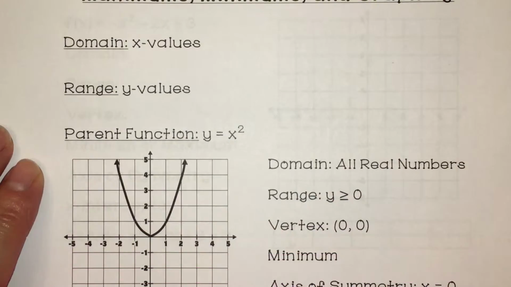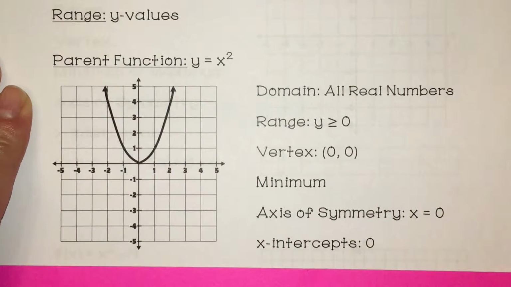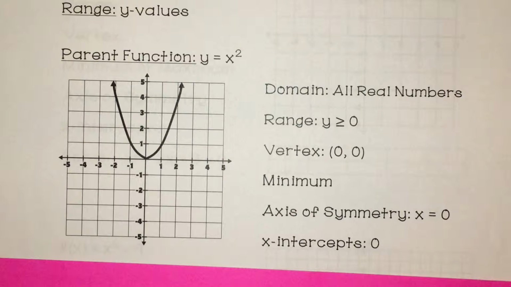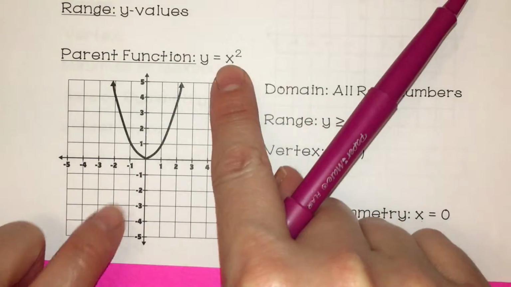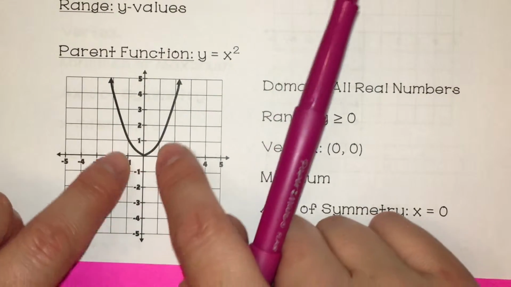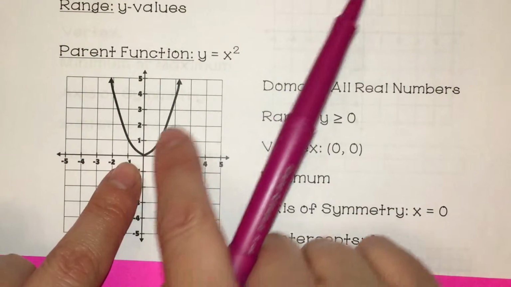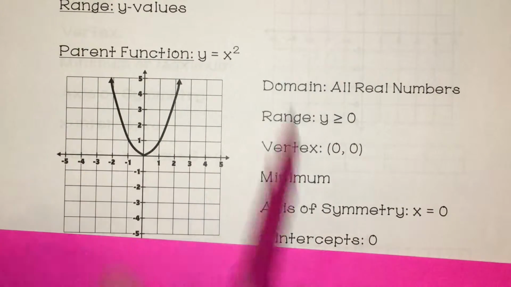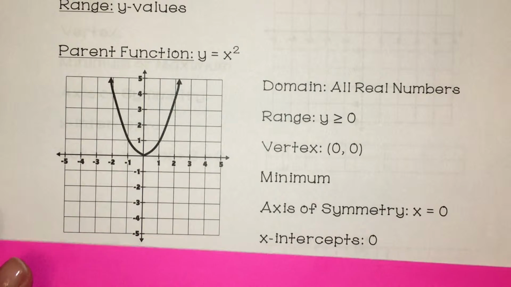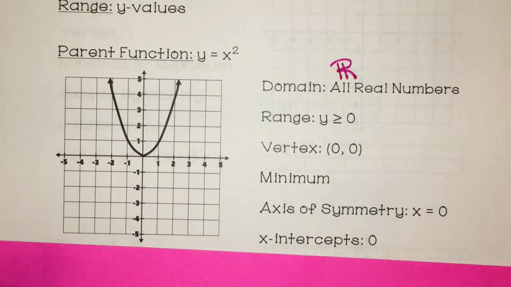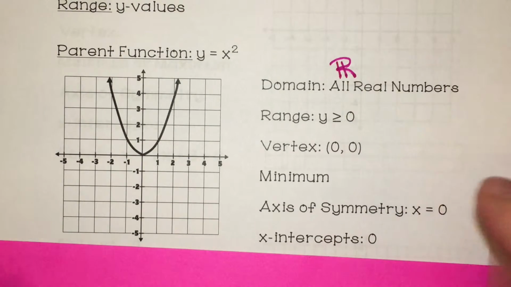So we're going to look at the parent function. That's the most basic type of quadratic function, y equals x squared. In this function, the domain is all real numbers because there's not a restriction on what we can plug in for x. We can plug in anything. And if you notice, this is just going to continue going up and out forever. So if it continues going up and out, all of the x values, both directions, will be included as part of the graph. So domain is all real numbers, also written like that. So you can write it out or just write the symbol.